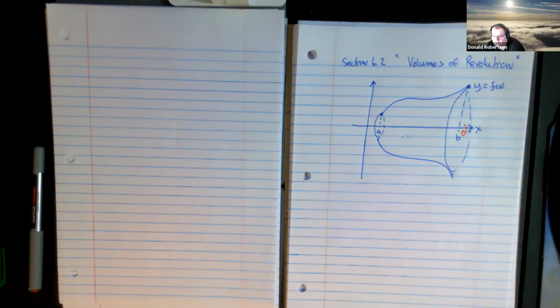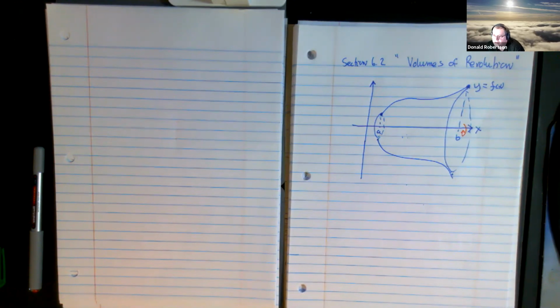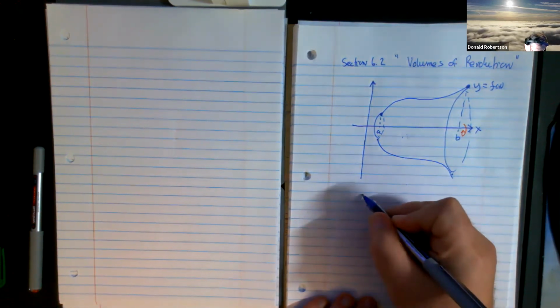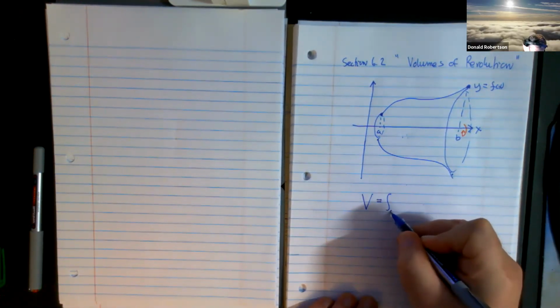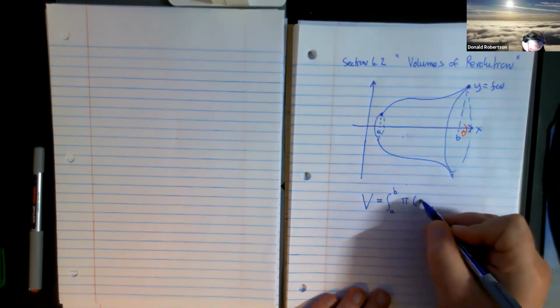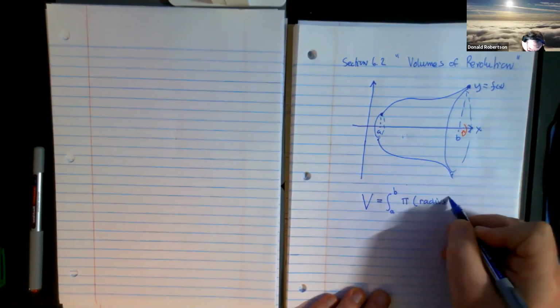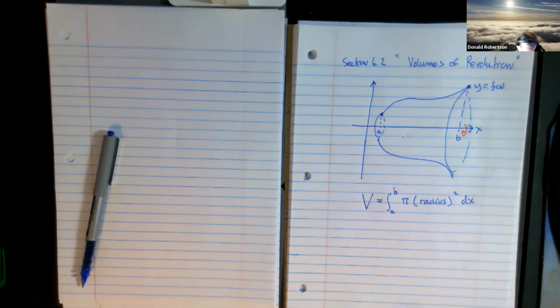It's the volume shape that you get if you take a curve and rotate it about the x-axis. We are going to find the volume of that bell shape, or any shape you would care to imagine. So what's the formula? It is basically a formula. V, the volume, is the integral from a to b of pi radius squared dx.